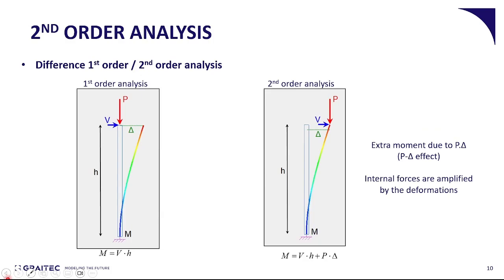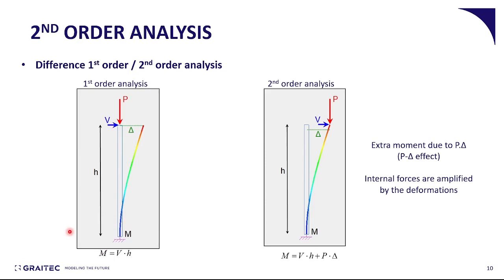The second order analysis covers the so-called P-delta effect, the amplification of the internal forces by the deformations. In the majority of the cases, a first order analysis is enough in order to get effective results. When assuming a first order analysis, the following assumption is always on: the deformations are assumed to be relatively small, so all the equations of the equilibrium are described using the undeformed shape of the structural element.